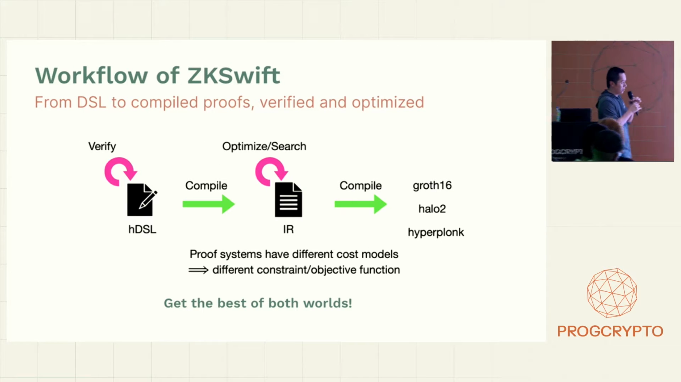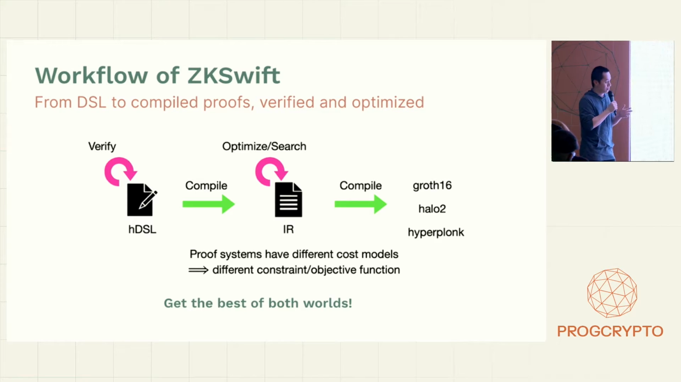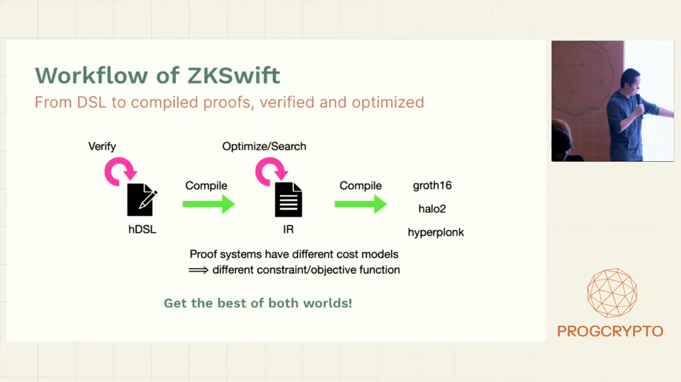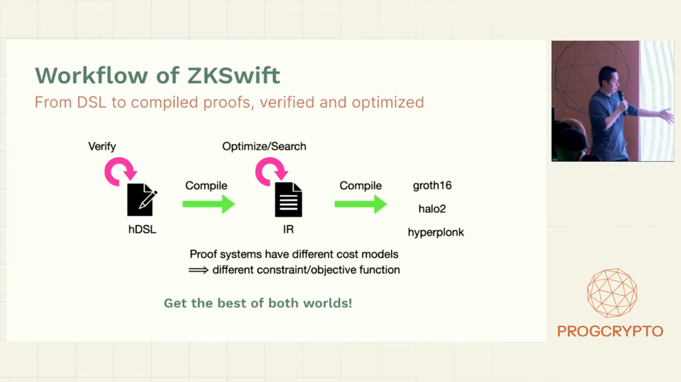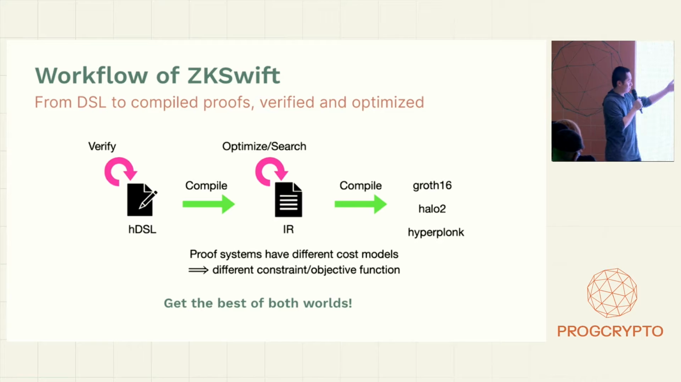But before that, this is the overall workflow of the ZKSwift architecture that we are thinking about and also exploring right now. The first step is still the high-level DSL. So we actually start from a high-level DSL. The users still continue to choose whatever high-level DSL they would like. And this is good for verification.